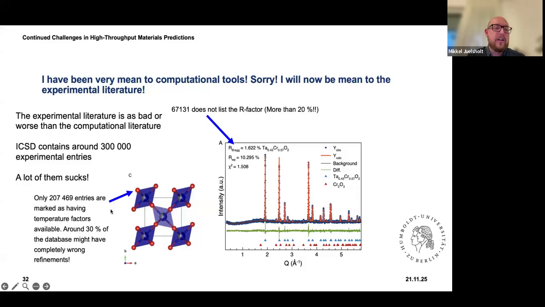I also showed you earlier how important temperature factors are for getting correct refinement. You can see that it's only 207,469 of them, at least as of this Tuesday when I looked these numbers up, that are marked as having temperature factors available. It doesn't mean that 30% of the structures are wrong. It just means that there are probably quite a lot of thousands of structures where the refinement is actually wrong, because people have not managed to make sure that their refinements are physical.